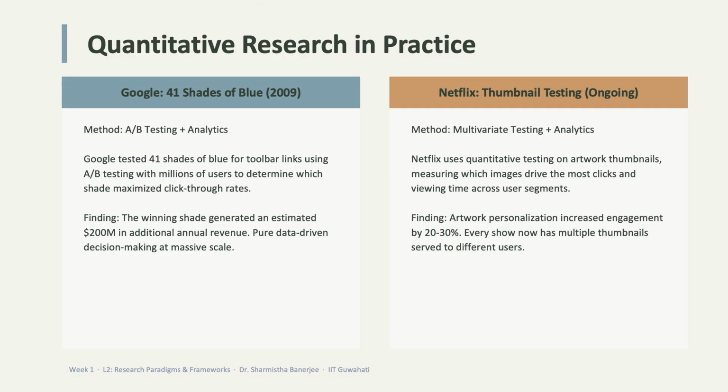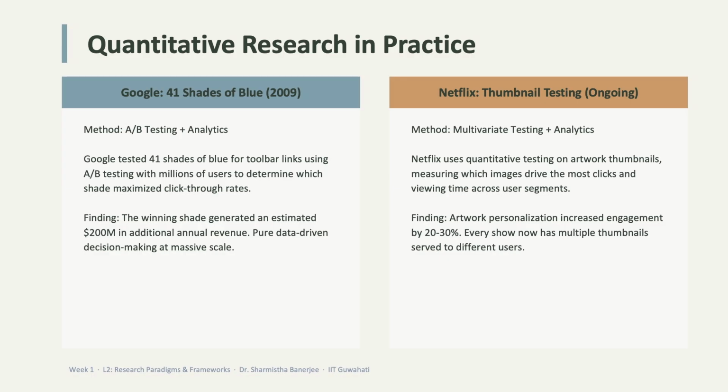They tested it over millions of users, and they don't need to go to these users because when you are clicking, Google already comes to know whether the click happened, whether interaction happened or not. And through these millions of data points, they came up with the shade which maximized click-through rates.